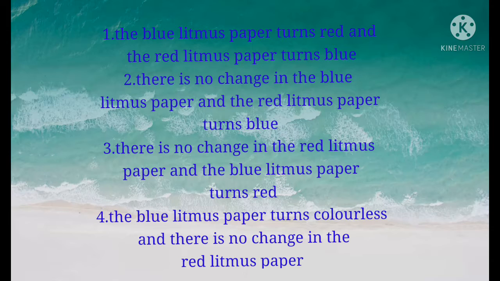Sodium hydroxide is a base. The base turns red litmus into blue. Thus, sodium hydroxide turns red litmus into blue color and it will not affect blue color. The answer is number 2, there is no change in the blue litmus paper and the red litmus paper turns blue.